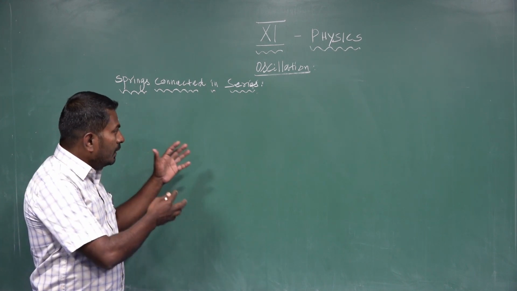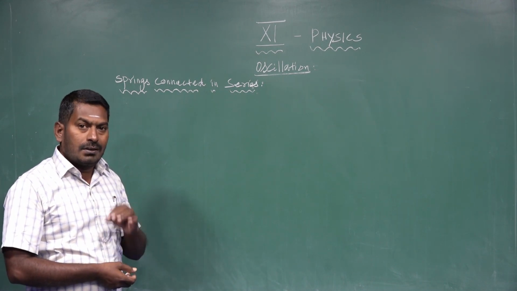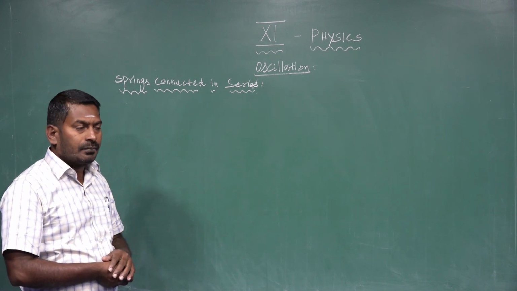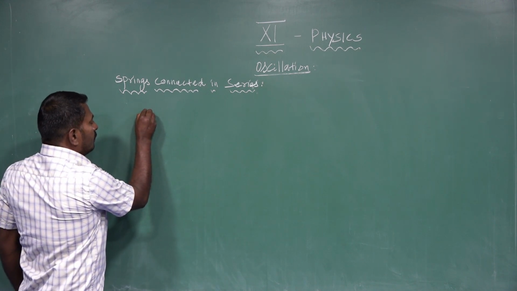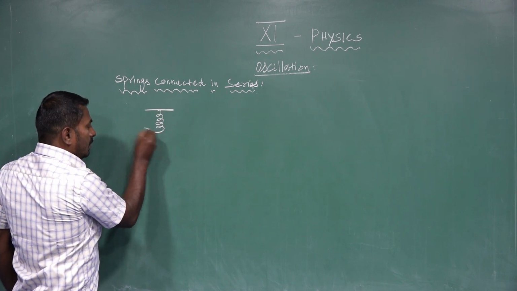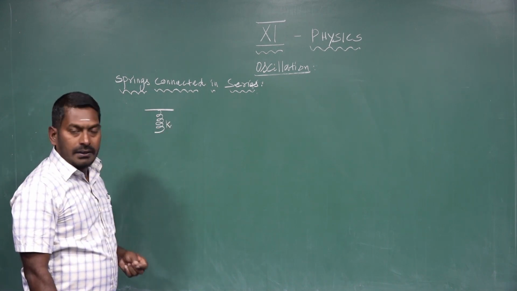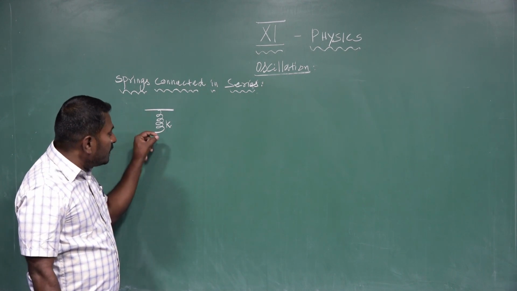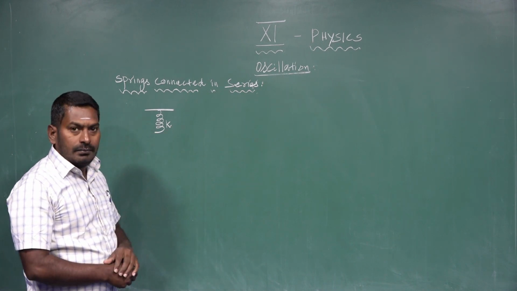Before entering into this topic, we should know about the spring constant, or force constant, or stiffness constant. Let us consider one spring tied to a rigid support. This spring has a spring constant K, or force constant K, or stiffness constant K. This stiffness constant is a measure of the stiffness of a spring.